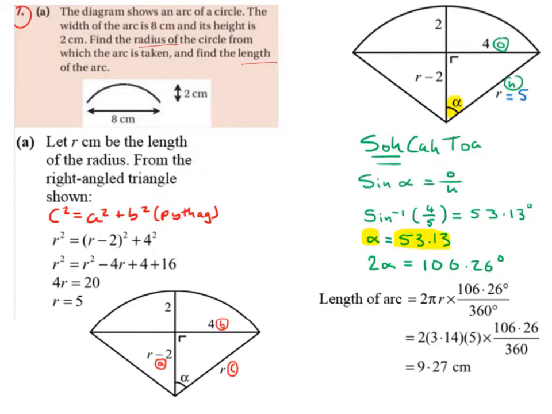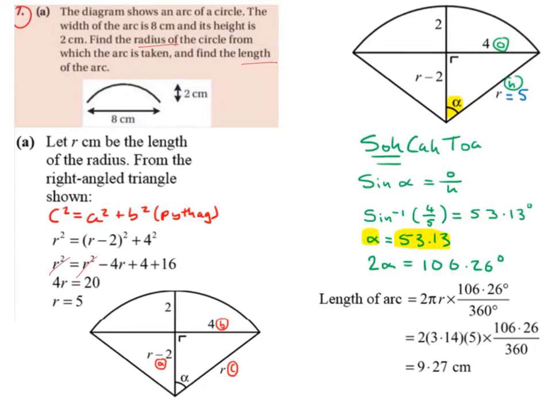R minus 2 squared will give me r squared minus 4r plus 4, and 4 squared is 16. So the r squareds will cancel out on either side. I can bring the minus 4r over the equal sign, it becomes plus 4r, and 4 plus 16 is 20. And 20 divided by 4 is 5, so the radius is 5. So now we have found the radius of the circle.